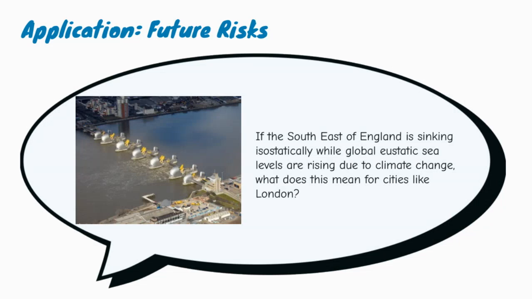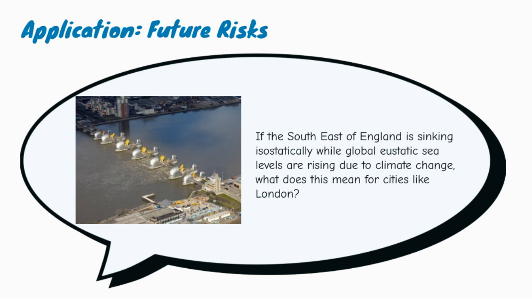Now let's apply this to future risk. The question is, if the southeast of England is sinking isostatically while global eustatic sea levels are rising due to climate change, what does this mean for cities like London? This is a really important question because it combines two processes. First, global eustatic sea level is rising as oceans warm and land ice melts. Second, parts of southeast England are sinking relative to the sea because of isostatic adjustment. That means London faces a double threat: rising water and sinking land. This increases the risk of flooding, especially from storm surges.